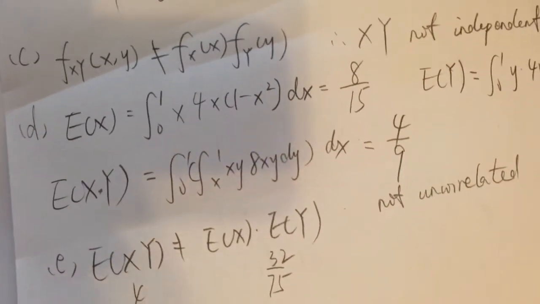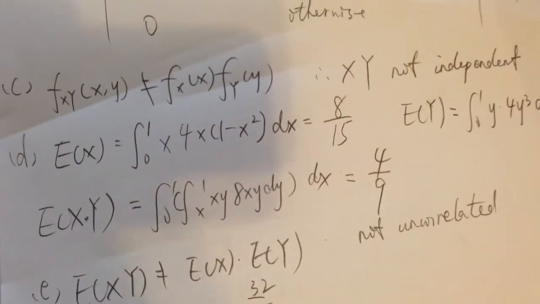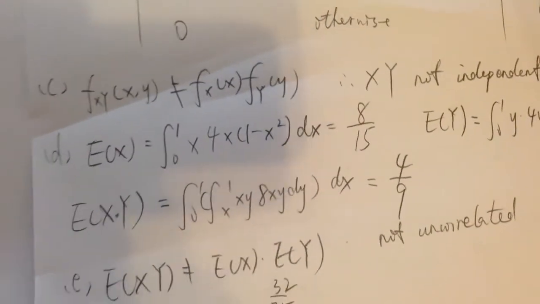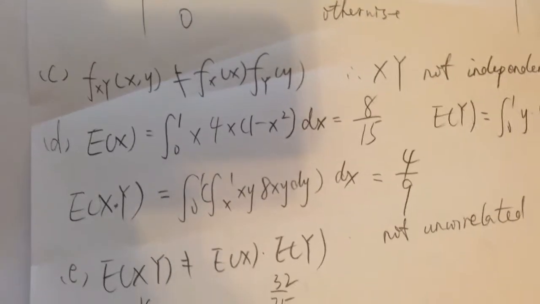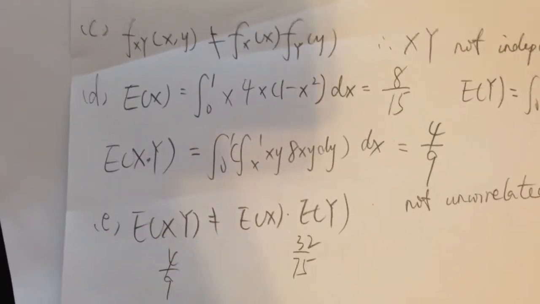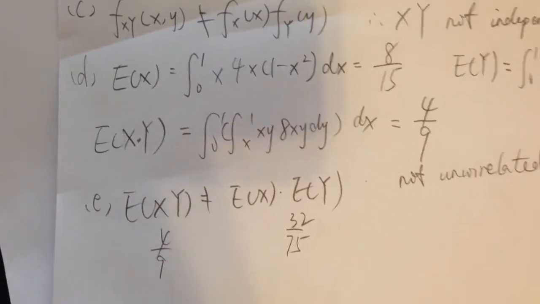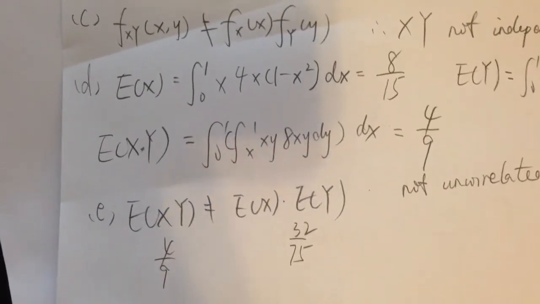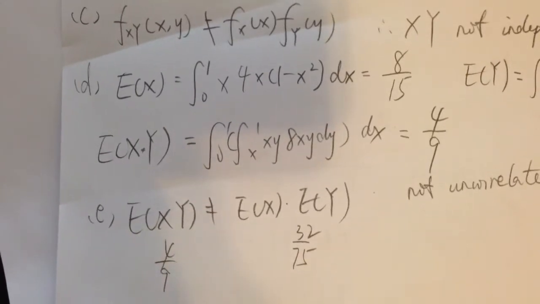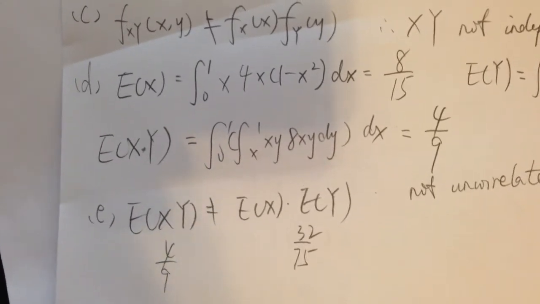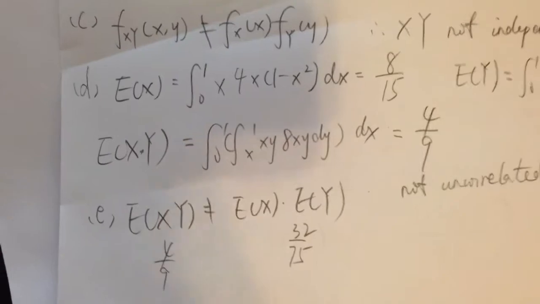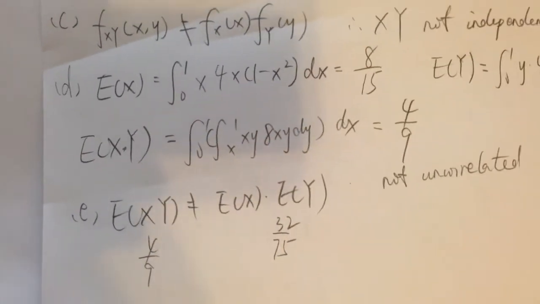And look at the fifth question. Prove or disprove that x and y are uncorrelated. According to the fourth question, we already know the expectation of x times the expectation of y equals 32 over 75. But the expectation of x times y is 4/9. These two don't equal, so x and y are not uncorrelated.